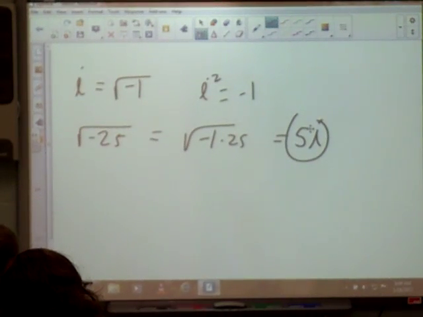Alright, so you can skip that step. Anytime you see a negative underneath, you know you're going to have an i, so you don't have to write the -1, but that is what happens.